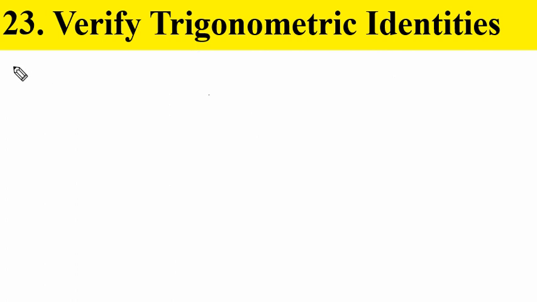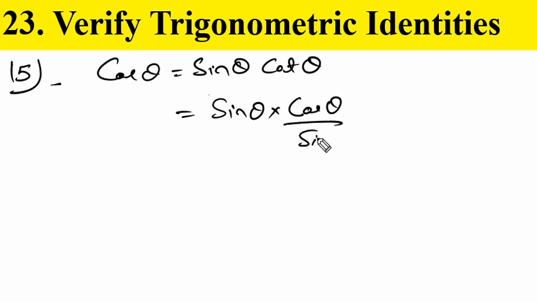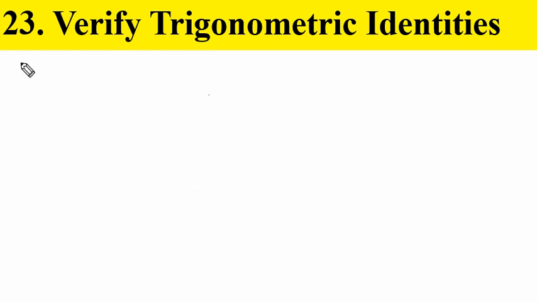Next question, question number 15. This is cos theta is equal to sine theta multiplied with cot theta, and this is also very easy. Now in this one you need to get cos theta. So okay, sine theta multiplied by cot theta is sine theta times cos theta over sine theta. This will be cancelled, so cos theta is equal to cos theta. That's also proved. Next question.